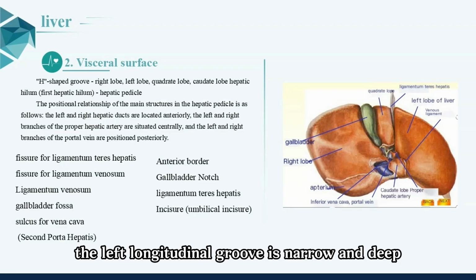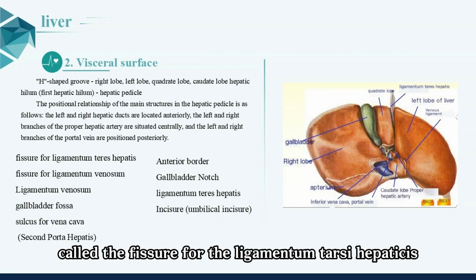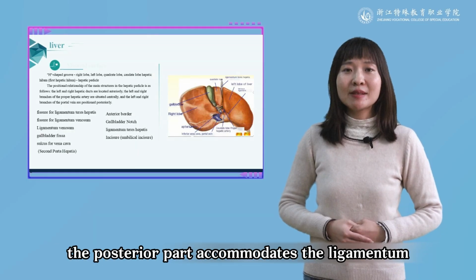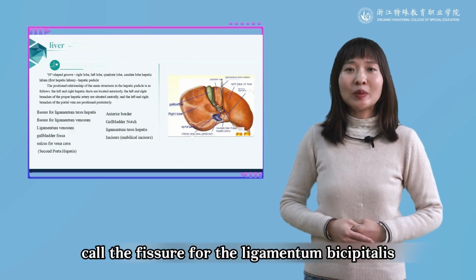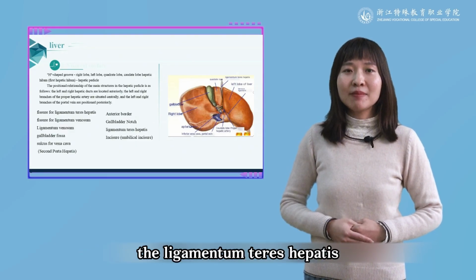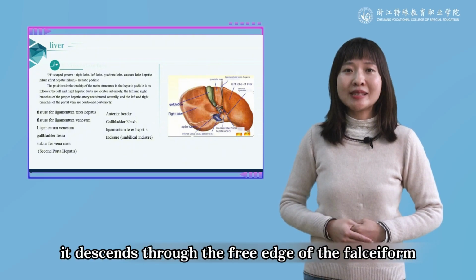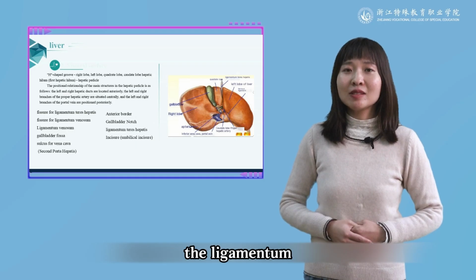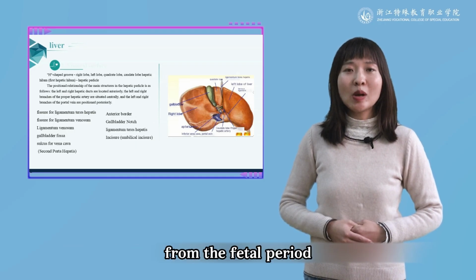The left longitudinal groove is narrow and deep. The anterior part of the groove contains the ligamentum teres hepatis, called the fissure for the ligamentum teres hepatis. The posterior part accommodates the ligamentum venosum, called the fissure for the ligamentum venosum. The ligamentum teres hepatis is formed by the obliterated umbilical vein from the fetal period. It descends through the free edge of the falciform ligament to the umbilicus. The ligamentum venosum is formed by the obliterated ductus venosus from the fetal period.